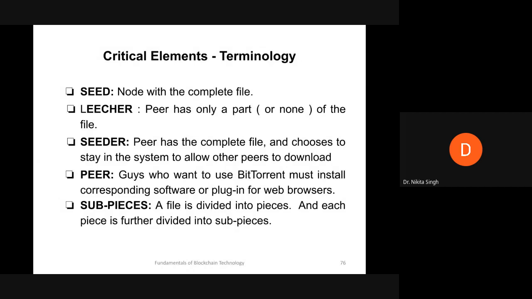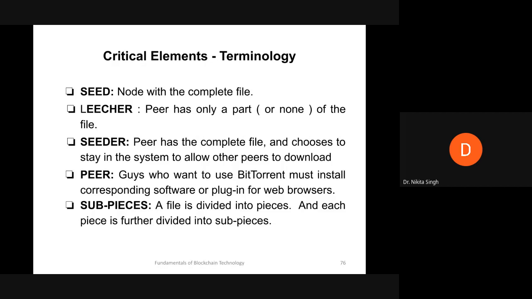Second thing is, once you decide that you are going to ask for this piece, the question is, from whom should you request the piece? The tracker provides you with a list of peers and you have to decide from whom you are going to request the piece. And if you are a peer, you will also receive requests for pieces and subpieces.